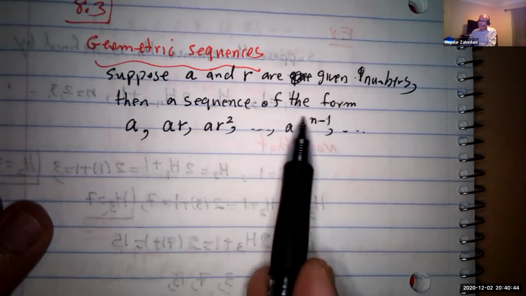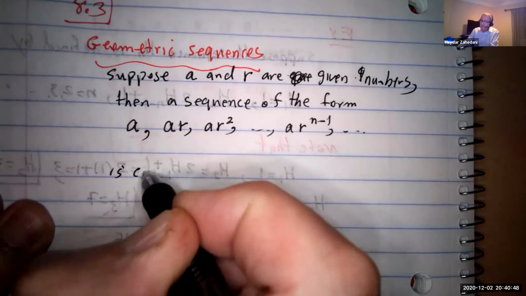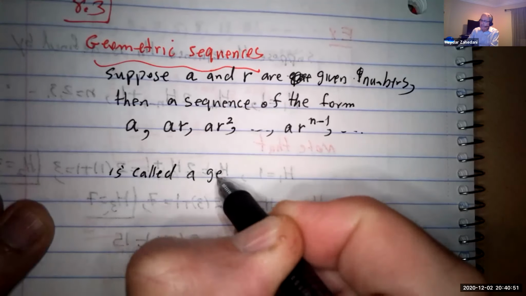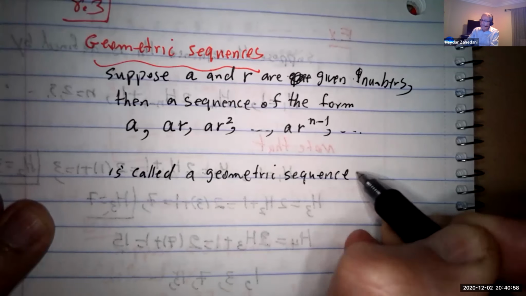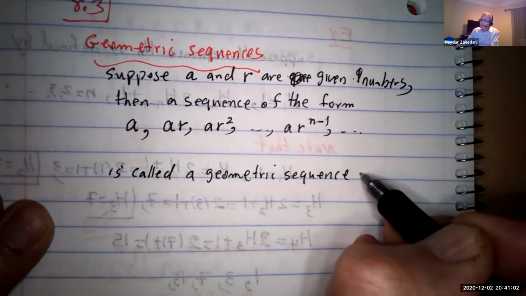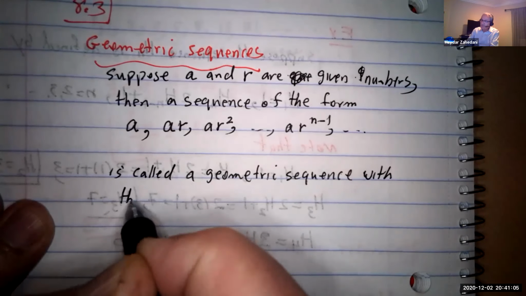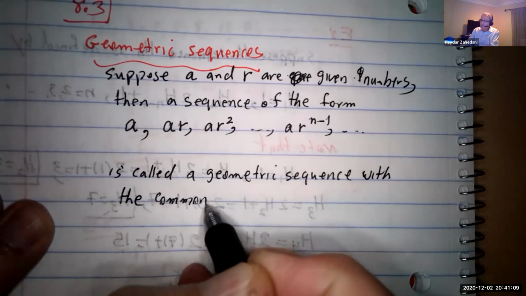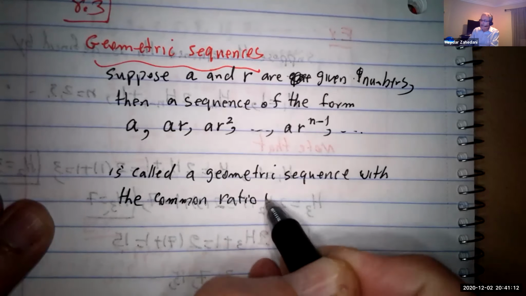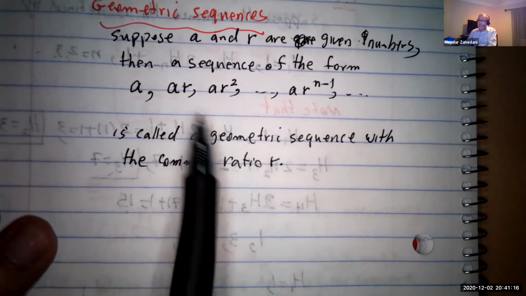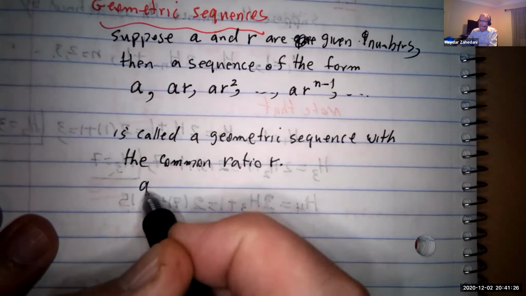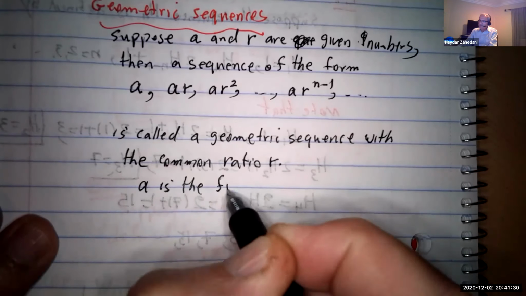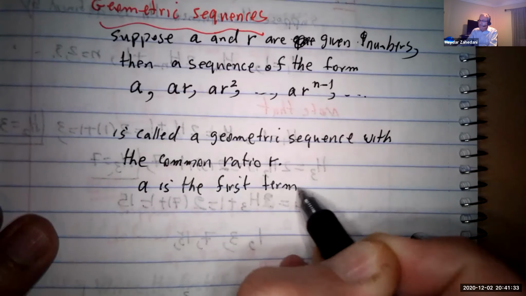So if it is a sequence of this form, it's going to be called a geometric sequence, with a common ratio R. You see common ratio R, because if you divide any of these terms, you get the same number, you get the R. So R is going to be the common ratio. A is the first term of the sequence.